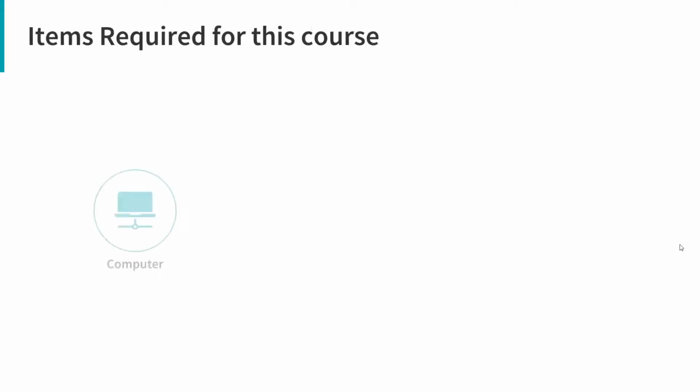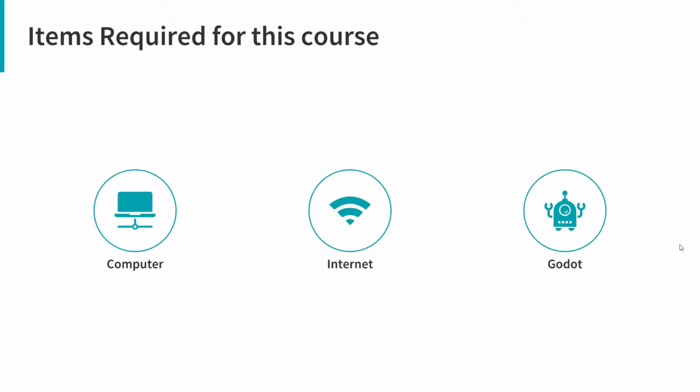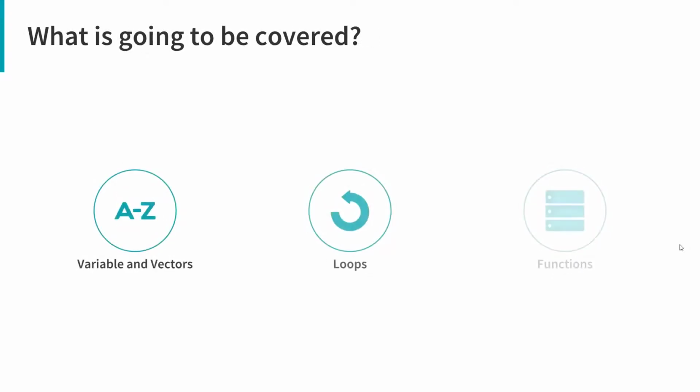So the items required for this course: a computer, which I assume most of you have if you're watching this, or maybe using your phone, the internet, which I know everyone has if they're watching this, and lastly Godot, which is the game engine we're going to use that has GDScript on it to run this course.